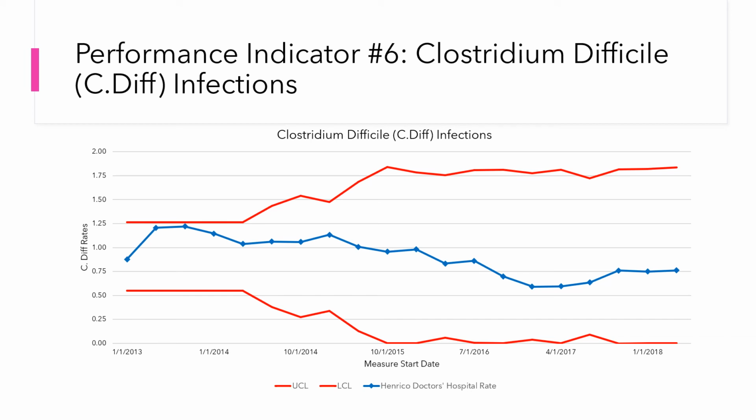And the last performance indicator that I chose was the Clostridium difficile, or C. diff infection rate. As you can see, the Henrico Doctors Hospital and its competitors did not differ since Henrico Doctors Hospital C. diff infection rates were within the limits.